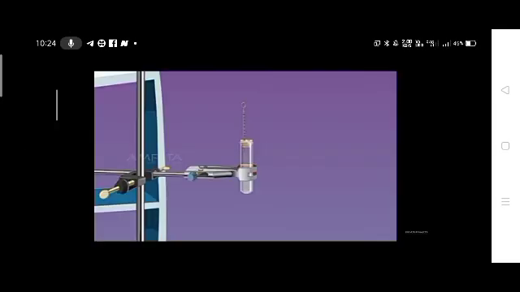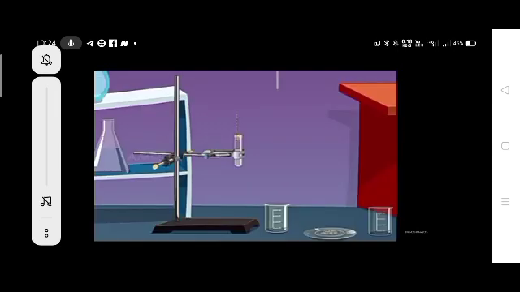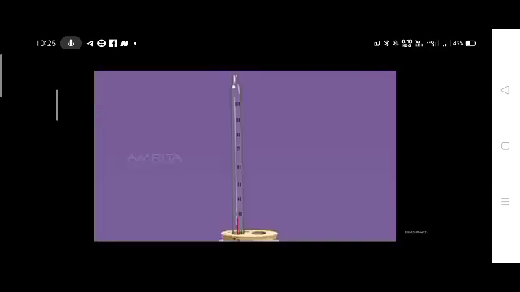Fix the thermometer about 3 to 5 centimeters from the surface of the water. Insert one end of the delivery tube through the second bore of the cork and insert the other end of the delivery tube into a beaker. Take a Bunsen burner and heat the boiling tube gently by rotating the flame. Note the temperature T1 when the boiling of water starts.